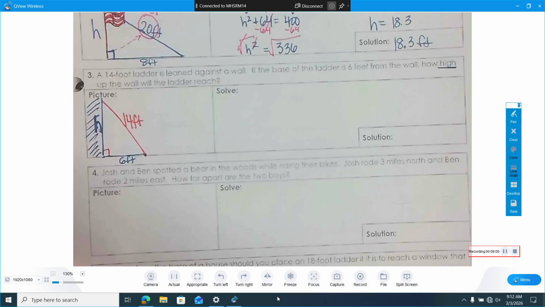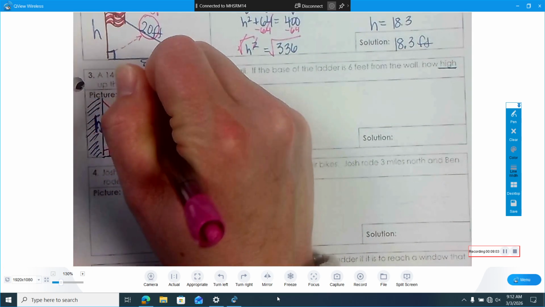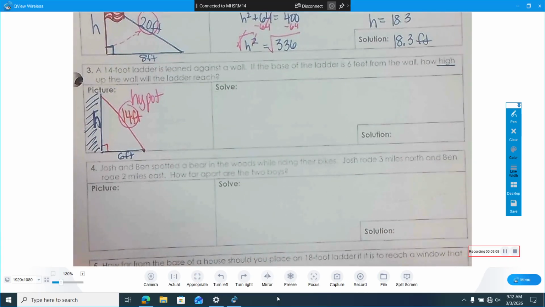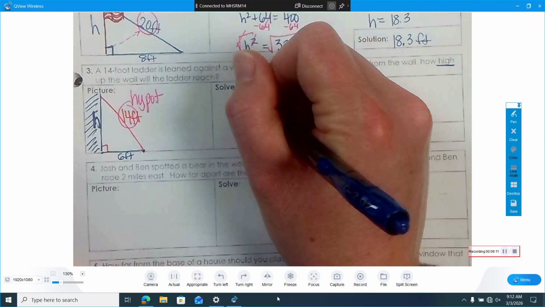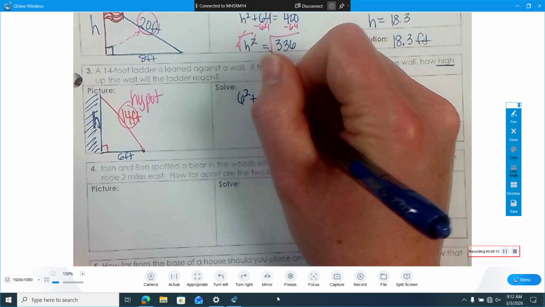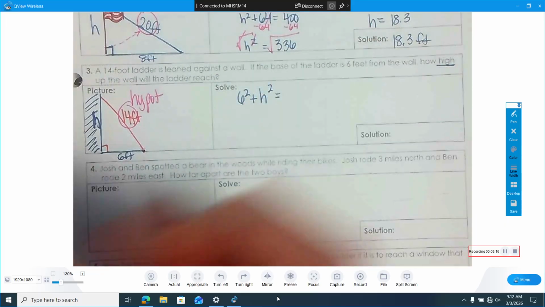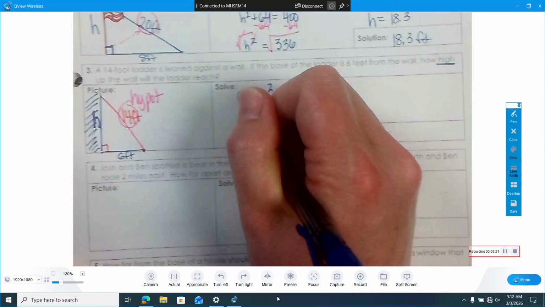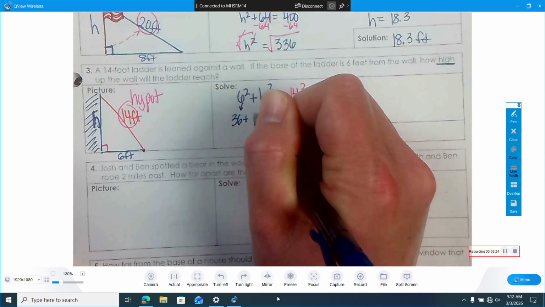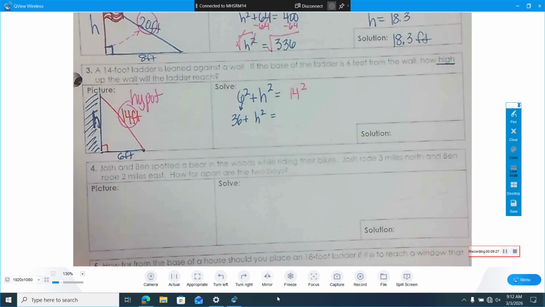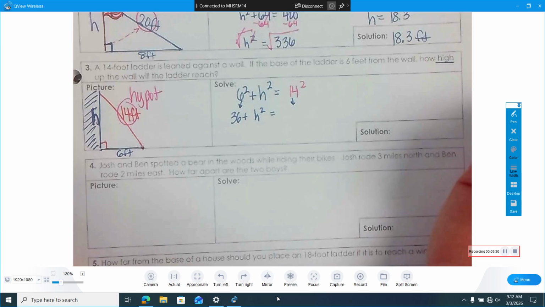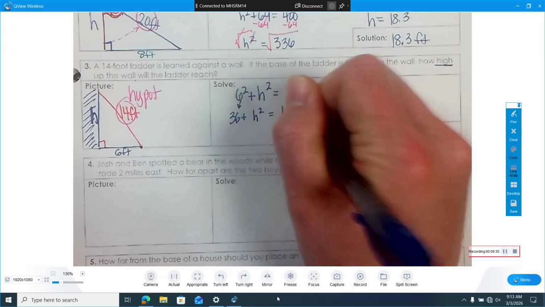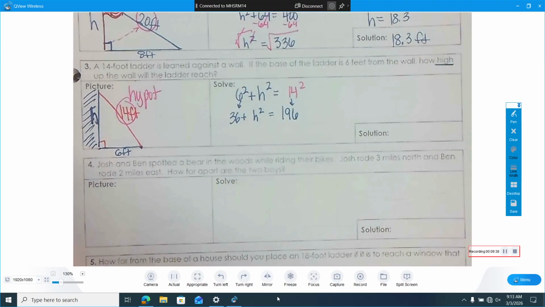All right, where's our hypotenuse? Yep, 14 is our hypotenuse again. And if that's the hypotenuse, what should my equation be? 6 squared plus H squared equals 14 squared. All right. So 6 squared is 36. I don't know what H squared is, so I'll leave that. What is 14 squared? 196. Very good.